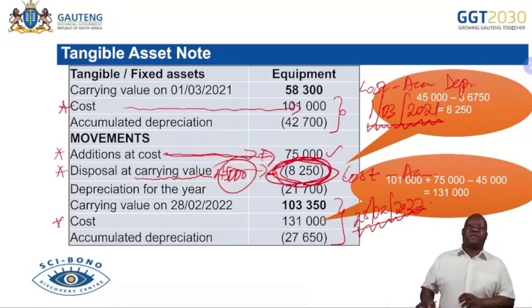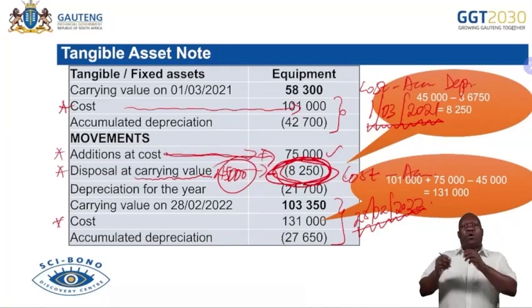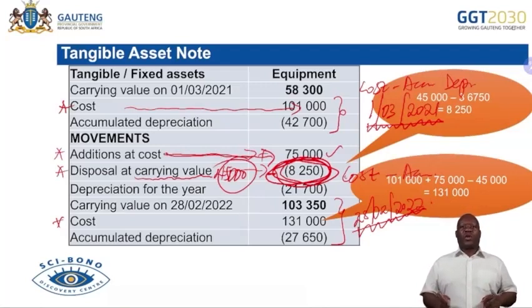This is at carrying value, but we are not interested in carrying value. We are interested in cost. Why are we interested in cost? Because we are looking for cost. We use cost to look for the cost.